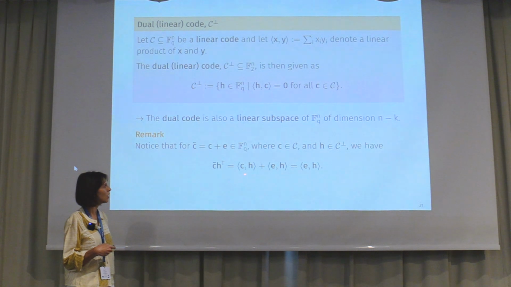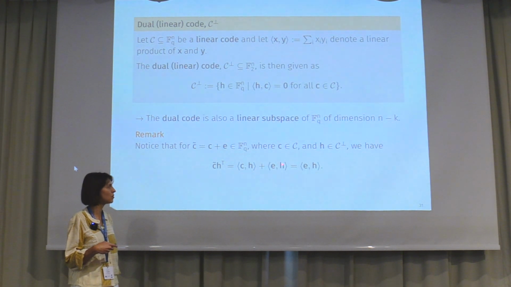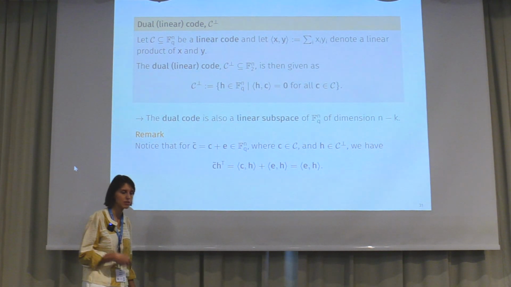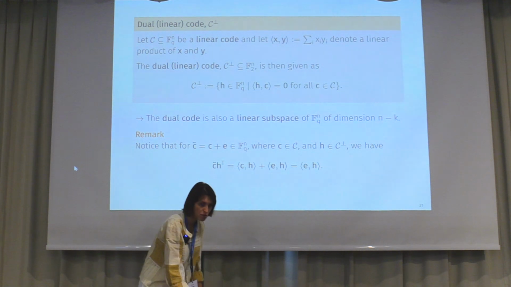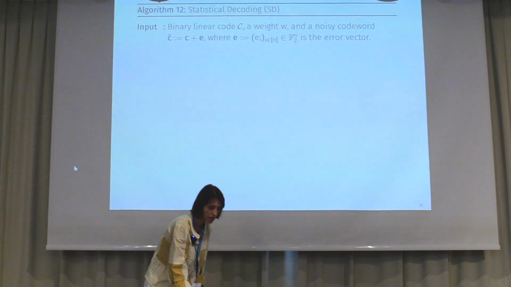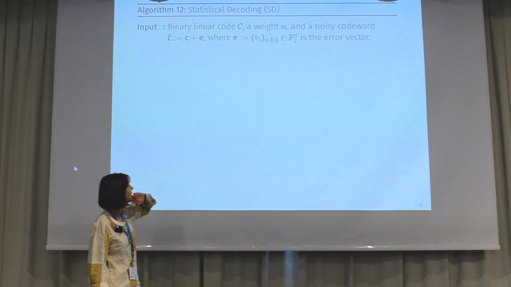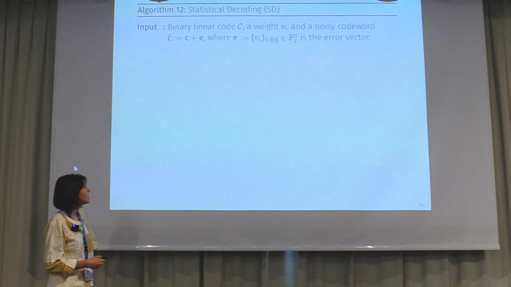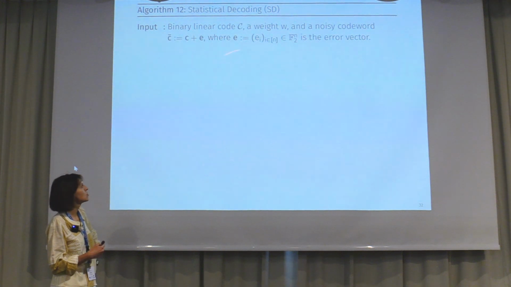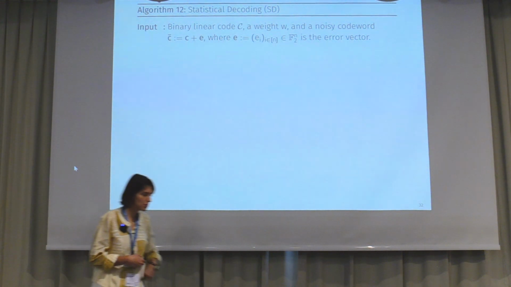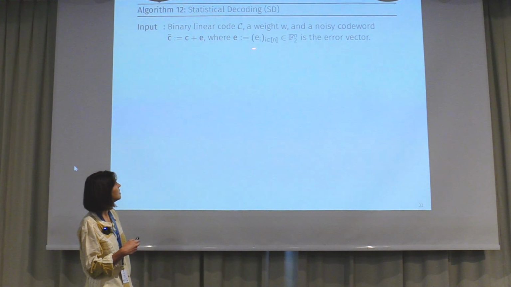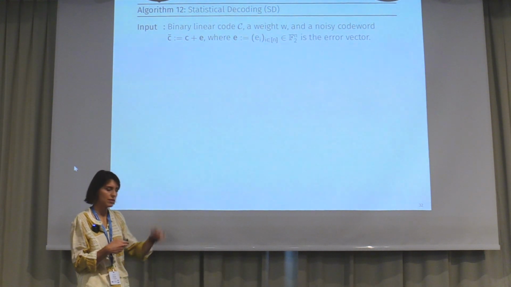So this term diminishes, and what remains is basically this inner product between the error vector and the dual vector. Okay, so it's going to be relevant for the algorithm that I'm going to describe now. So in the statistical decoding setting, we are again given the instance of the codeword finding problem, and I denoted by e_i the positions in your error vector.